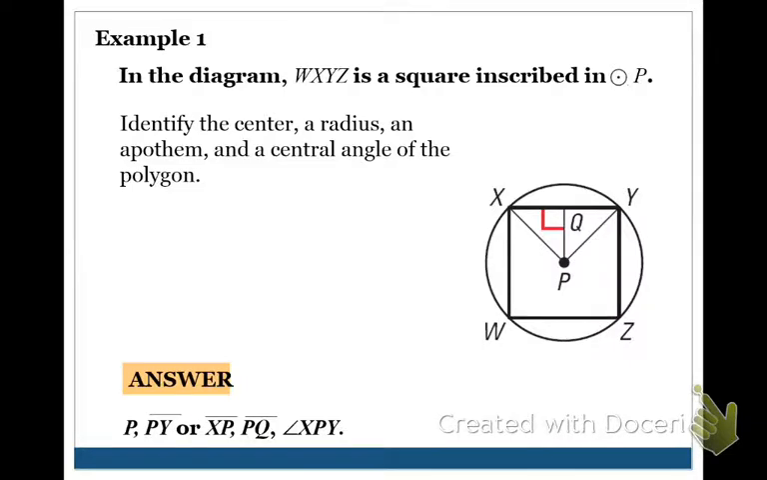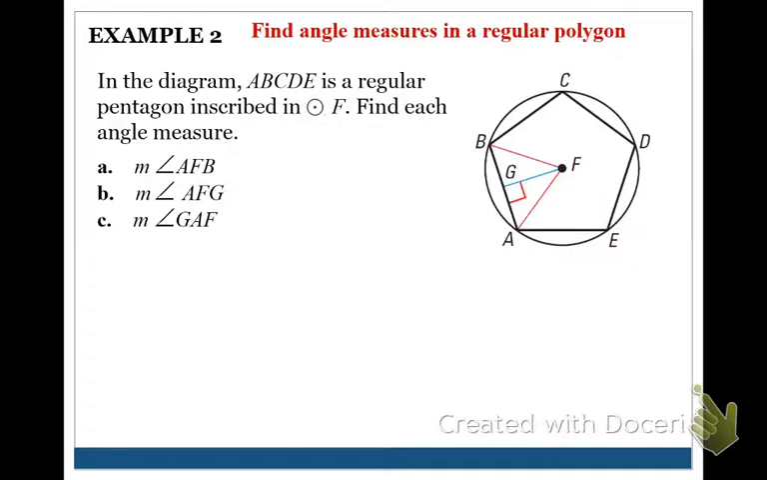All right. So there's the answers there. Okay, so now, they want us to find angle measures in a regular polygon. In the diagram, ABCDE is a regular pentagon inscribed by circle F. Find each angle measure. So they want to know the angle measure of AFB, the central angle. How could we find the angle measure of AFB? We know it's a regular pentagon. That's the central angle.